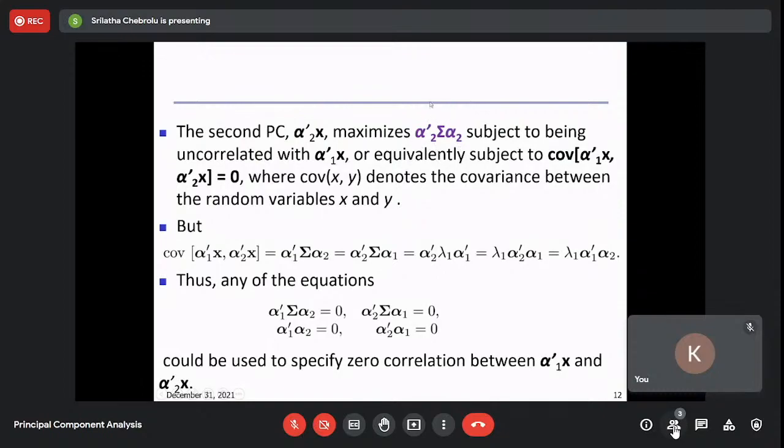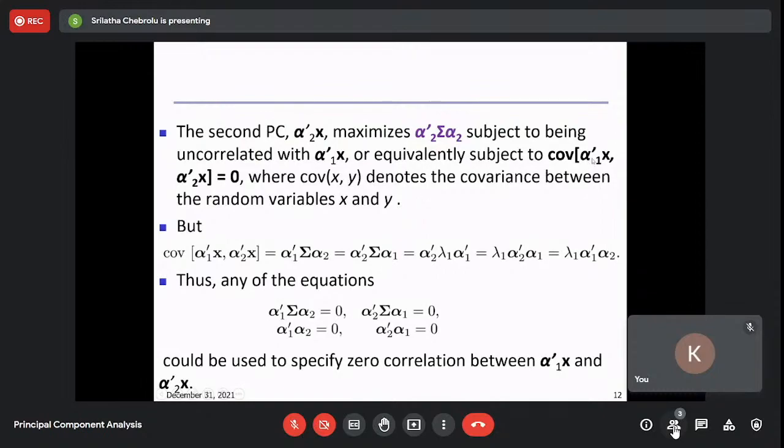So this is the variance component. This component has to be maximized. And what is the constraint here? This PC2 has to be uncorrelated with the first PC, with the PC1.